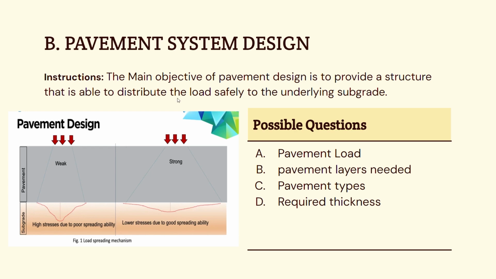I'm going to be talking about pavement system design. The main objective of pavement design is to provide a structure that is able to distribute the load safely to the underlying subgrade. On the left, I have an illustration of pavement design. We have weak pavement and strong pavement, and underneath is the subgrade.